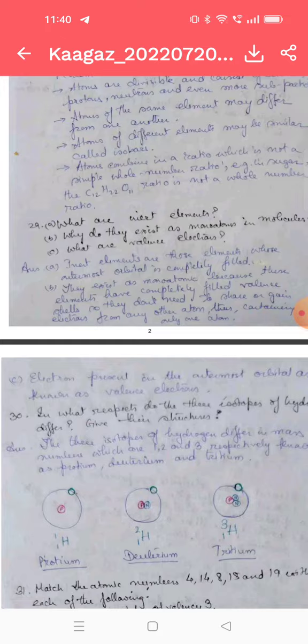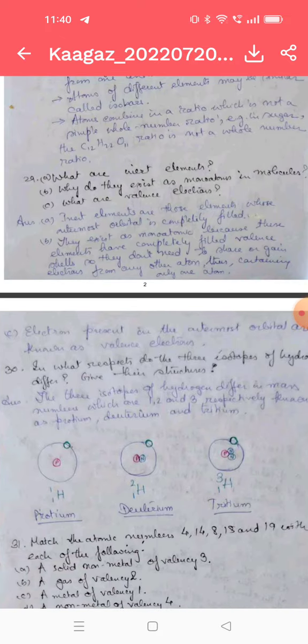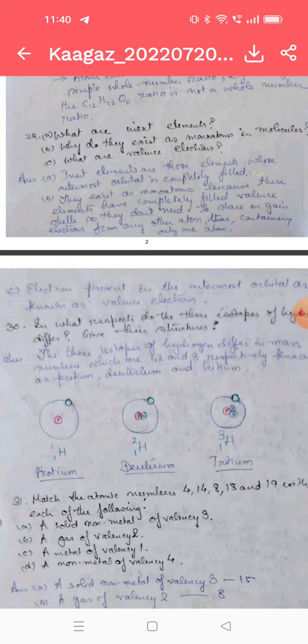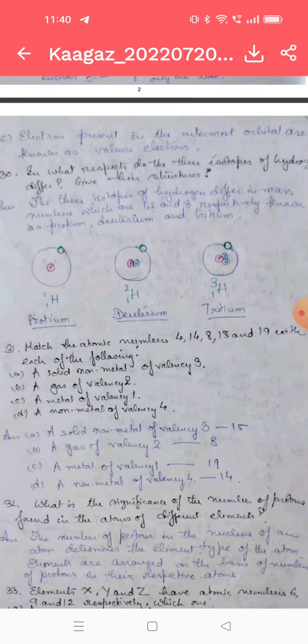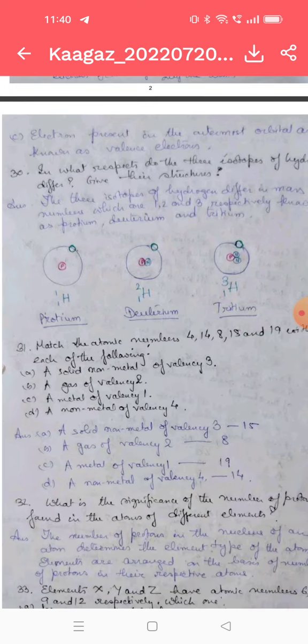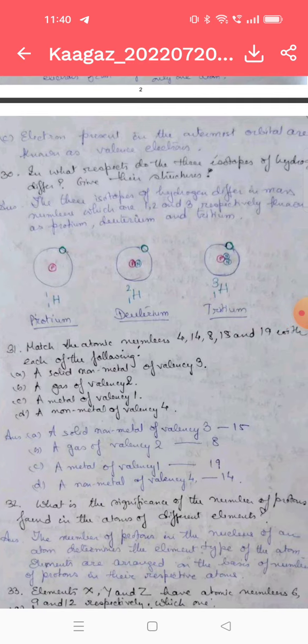Okay, and what are valence electrons? The electrons which are present in the outermost orbit, because the outermost orbit is known as the valence shell, and the electrons which are present in the valence shell are known as valence electrons. Now, in what respect do the three isotopes of hydrogen differ? Give their structures. The three isotopes of hydrogen differ in the mass numbers, which are 1, 2 and 3 respectively, known as protium, deuterium and tritium.